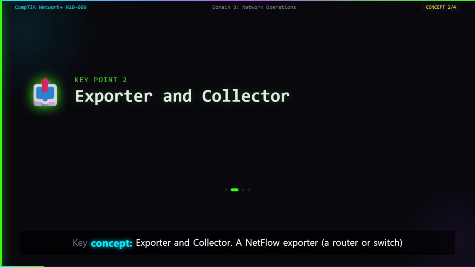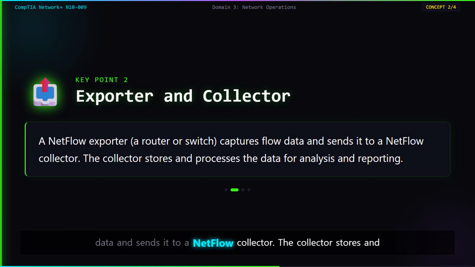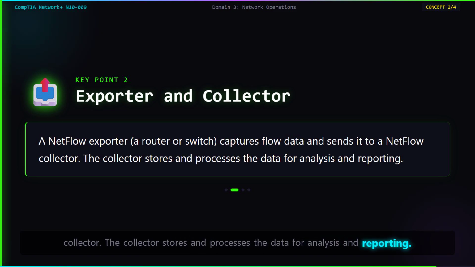Key concept: exporter and collector. A NetFlow exporter, a router or switch, captures flow data and sends it to a NetFlow collector. The collector stores and processes the data for analysis and reporting.